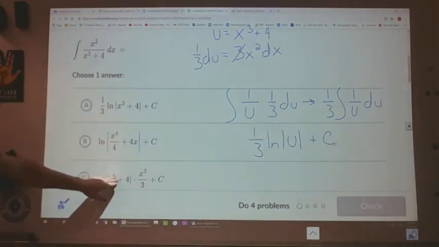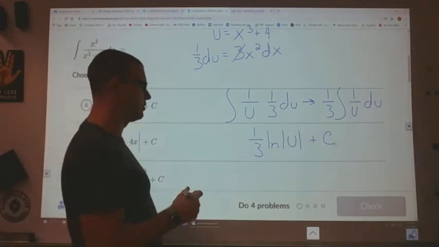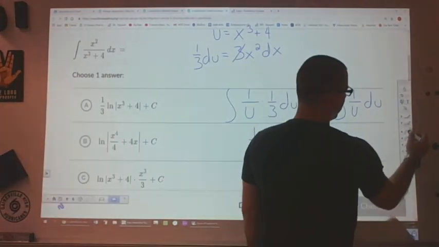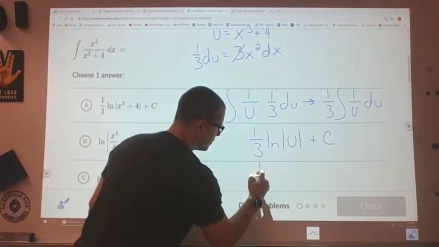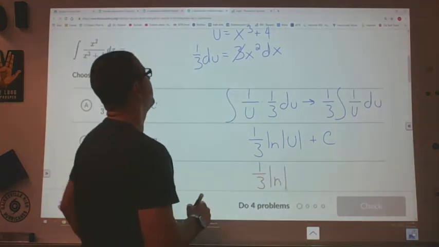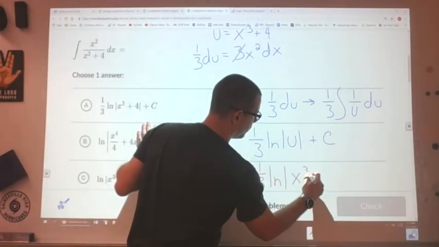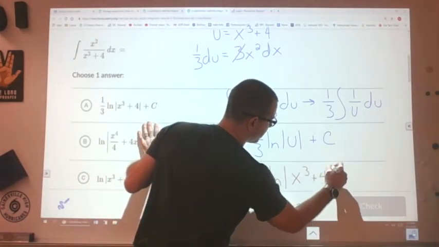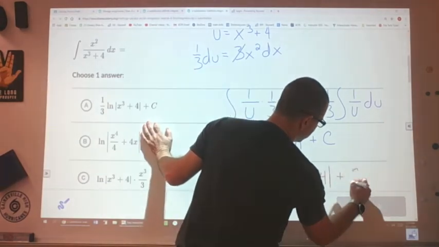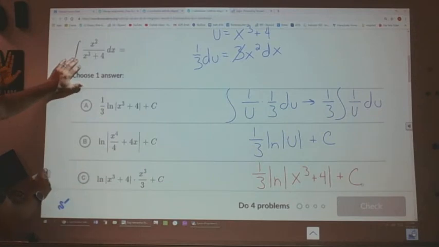But if I look at my options, all of these are back in terms of x. So I need to undo that substitution to get my final answer, which would be 1/3 the natural log of the absolute value, and then of the x to the third plus 4. That original expression that I used u to replace. So we just need to find that one. 1/3 the natural log of x to the third plus 4 plus c, and that one matches A.